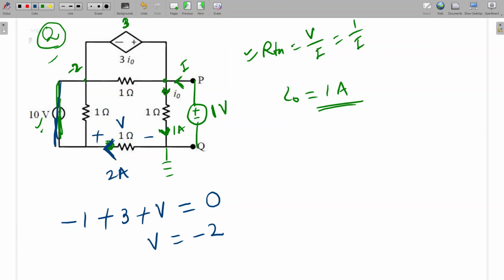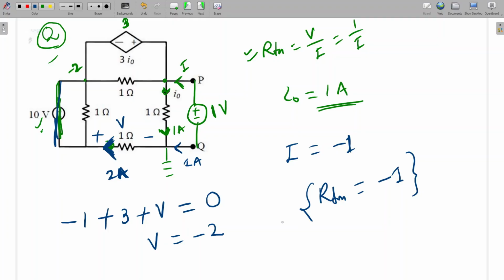Is it clear? Again I will explain if anyone has a doubt. In this 1 ohm, what will be the current direction? This current direction will be 2 ampere in this way. Is it clear to all? Okay. So see, 2 ampere is going here, 1 ampere is here. So what will be the current here? Here current will be 1 ampere. So what will be the value of this I? I will be minus 1. So RTH will be V by I, so it will be minus 1.